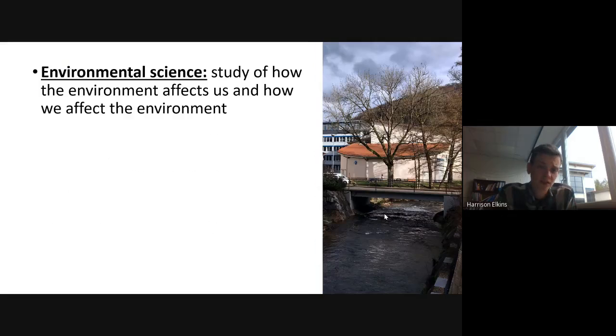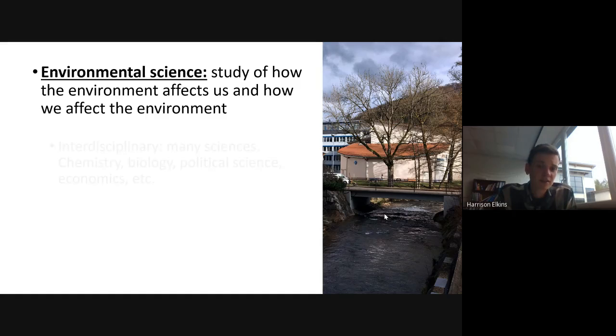So what is environmental science? Environmental science is the study of how the environment affects us and how we affect the environment. So, for instance, we might be studying this Condor River running right next to BFA, both how it affects us, but also how does our school affect the creek and how does that affect the water? So we need to be able to know how to study fresh water so that we can minimize our impact, so on and so forth.